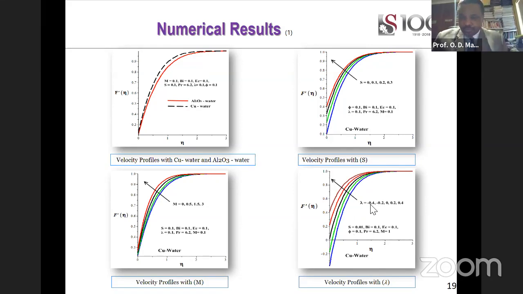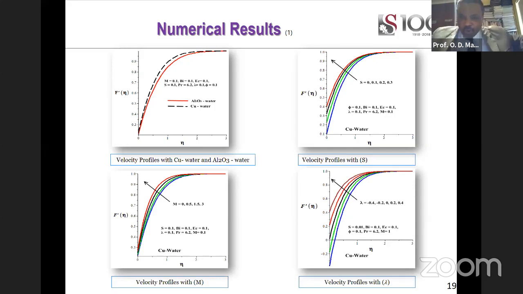And also, this one is what I've explained. The negative here tells you something. You can see negative lambda talks of shrinking. Zero means no shrink, no stretch, which means the plate, the surface, is fixed. Positive means stretching. You can see when it's shrinking, you have negative velocity. What does that mean? It means there is possibility of reverse flow. Negative velocity means reverse flow, flow reversal.